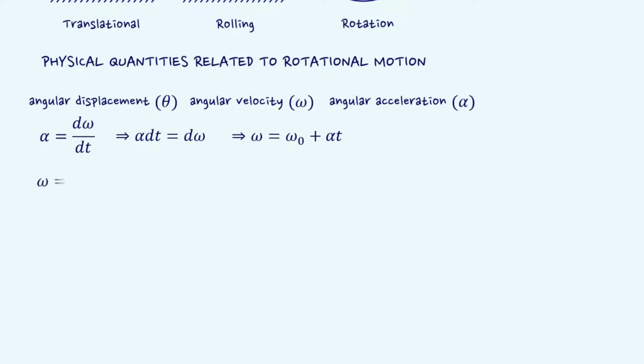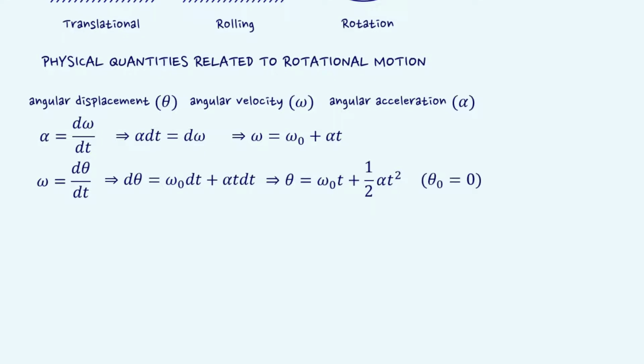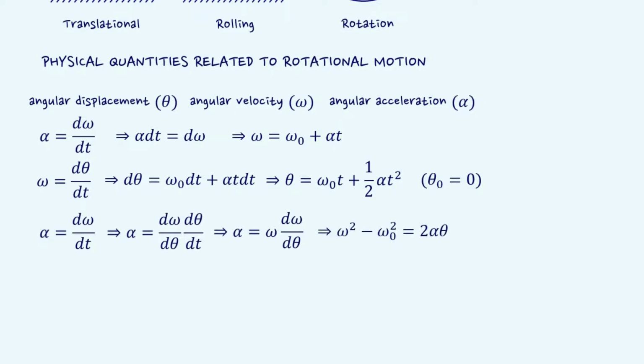We can obtain the relation between the initial and final angular displacement from the definition of angular velocity: theta equal to omega naught times t plus half of alpha times t square. Here we have considered the initial angular displacement of the particle is 0, that is theta naught equal to 0. Starting from the definition of angular acceleration, we can relate the change in angular velocity with angular displacement and time. It looks like omega square minus omega naught square equal to twice of alpha theta.